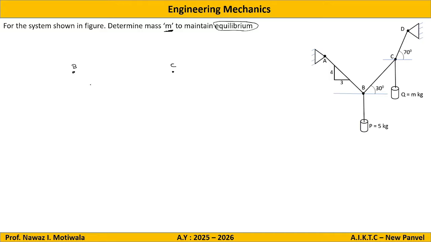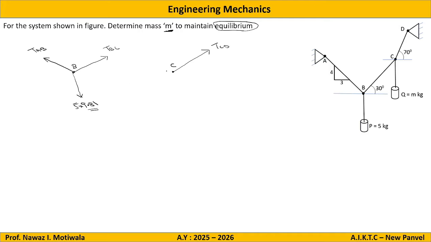Okay, starting with point B. For point B, there are two strings attached. So let us say TBC and TAB. These are the two strings attached on point B. So TAB, and then we have the load of 5 kg attached here. So it will be a downward force of 5 into 9.81. Again, important conversion, 5 into 9.81. Then at point C, there are forces acting. So this will be force TCD, tension in cable CD.